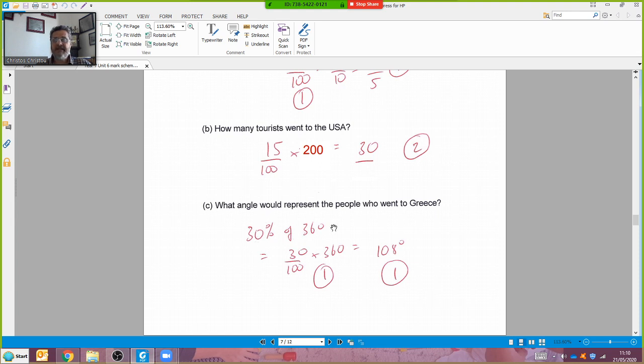30% of 360 means 30 divided by 100 times 360. I suppose I can cancel that 0 with that one and that one with that one. I've just got to work out 3 times 36. Anyway, it's a calculator section, so at least stick it in your calculator. Doesn't matter because it's a calculator section, but I'm just showing you how it could have been done without. So the answer is 108 degrees represents the angle for those who would have gone to Greece for holiday.